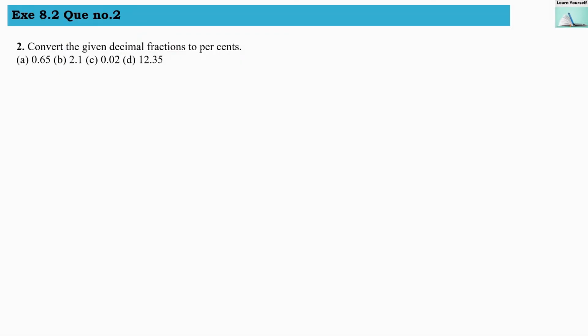Exercise 8.2, question number 2. Convert the given decimal fraction to percentage. So there are two types of numericals. When fraction forms are there and we are converting into percentage, we are multiplying with 100. When percentage is there and we are converting into fraction form, we are dividing with 100.